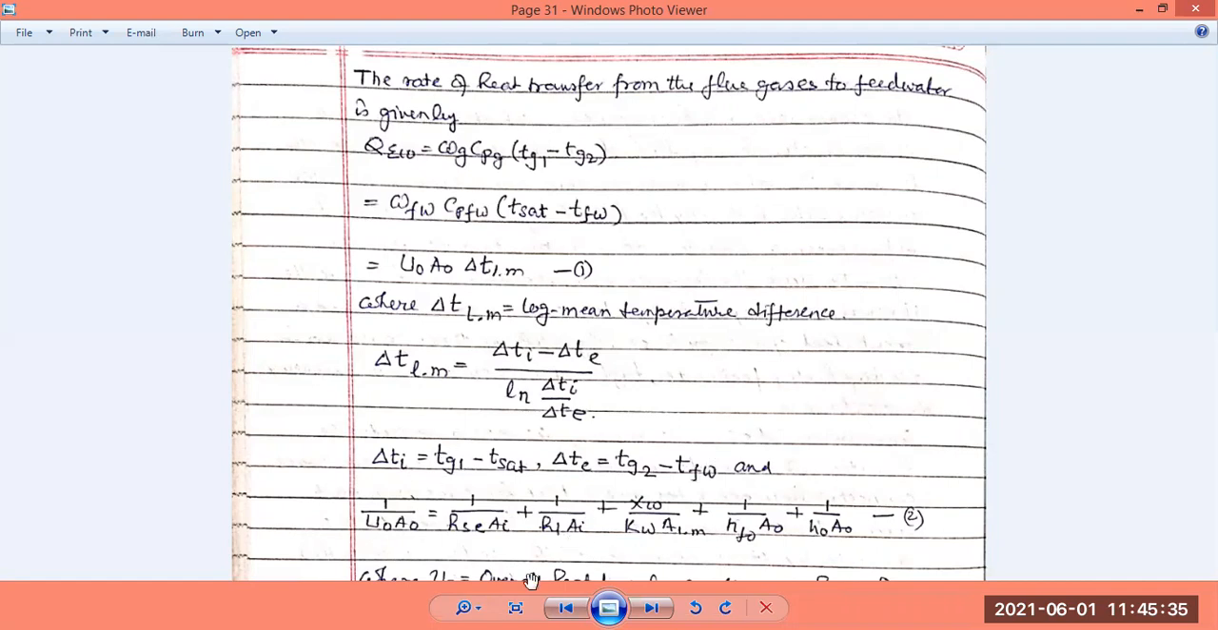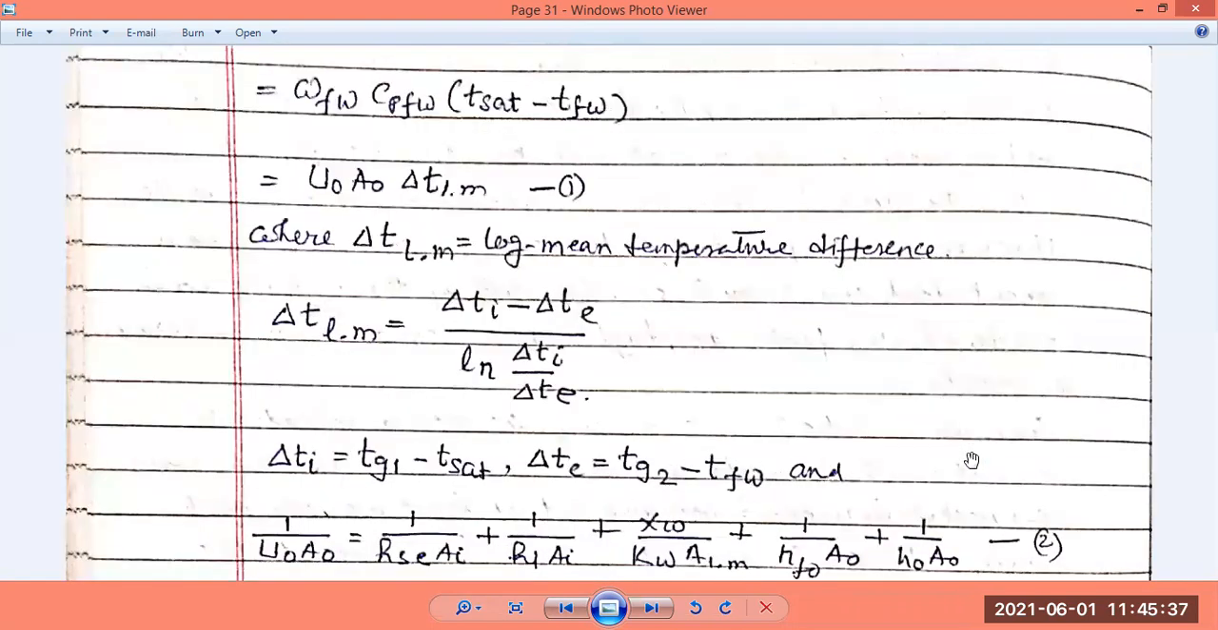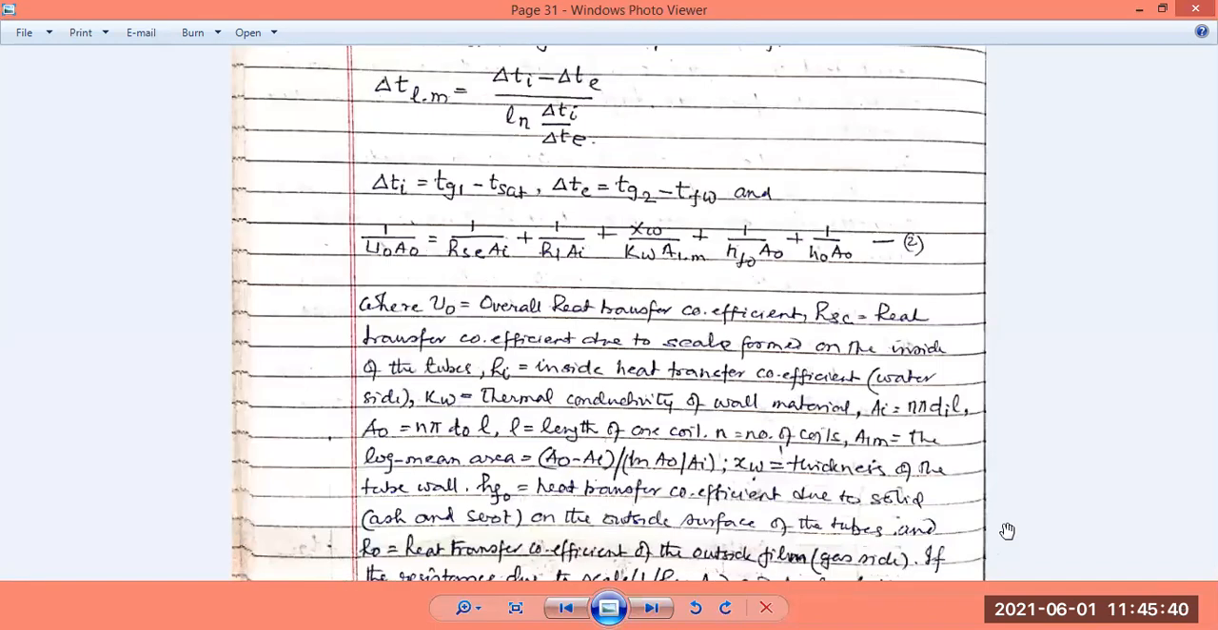And the equation has another form like this: 1 by U0 A0 equals 1 by hsc Ai plus 1 by hi Ai plus xw by kw Aim plus 1 by h0 A0 plus 1 by hf0 A0. Here h is the heat transfer coefficient at different places, and U0 is the overall heat transfer coefficient.